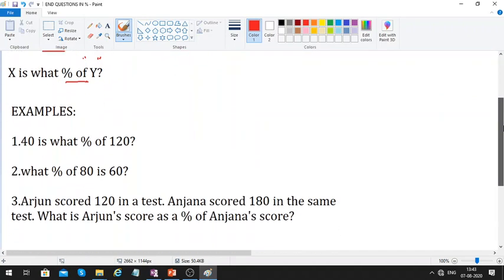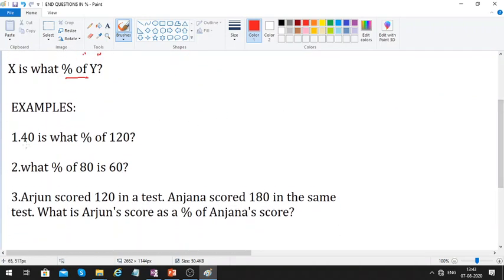Now coming to some examples, 40 is what percent of 120? Here we are dealing with percent of, and after that 120, which means 120 should be the denominator, then 40 times 100, which is 40 by 120, is 1 by 3. 1 by 3 is nothing but 33.33%.